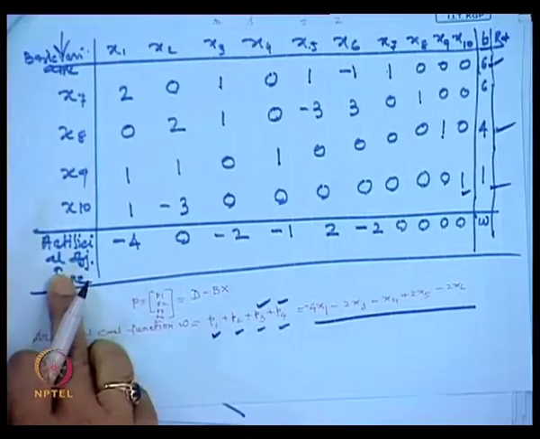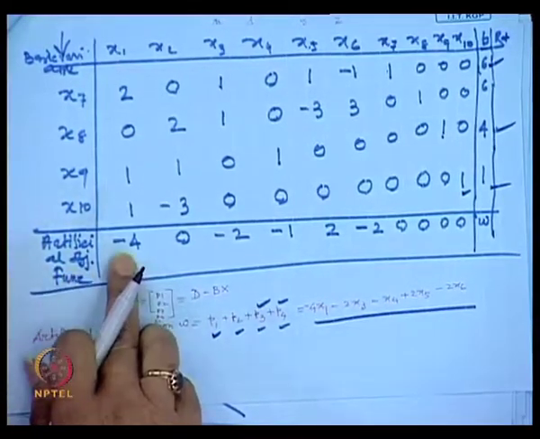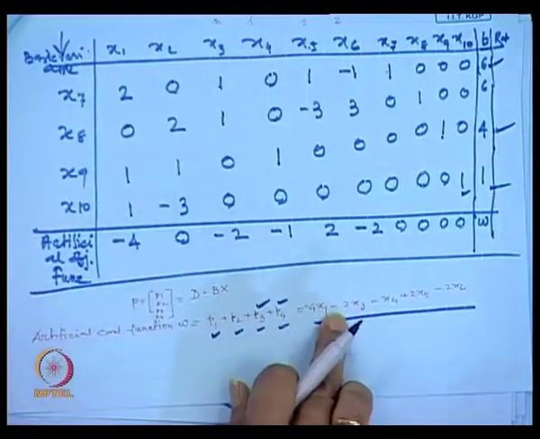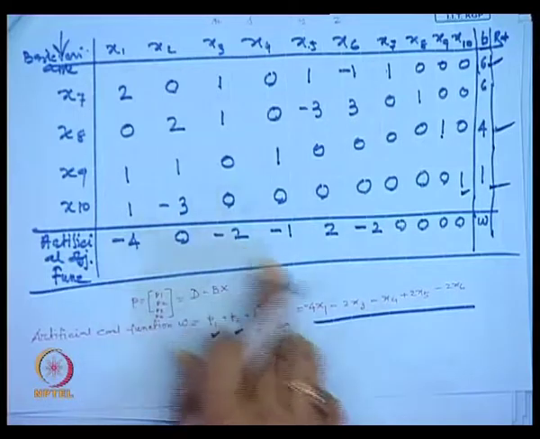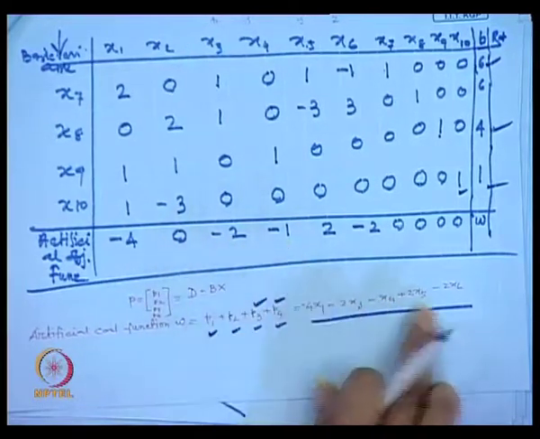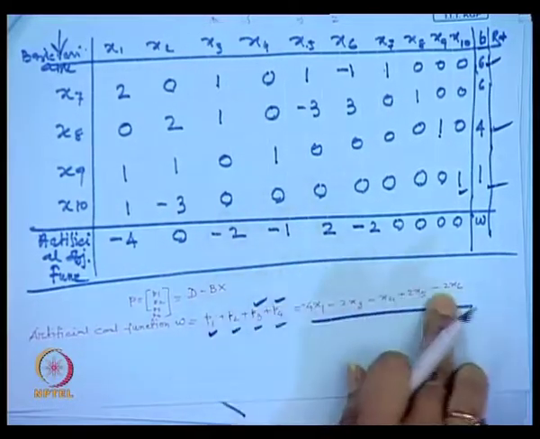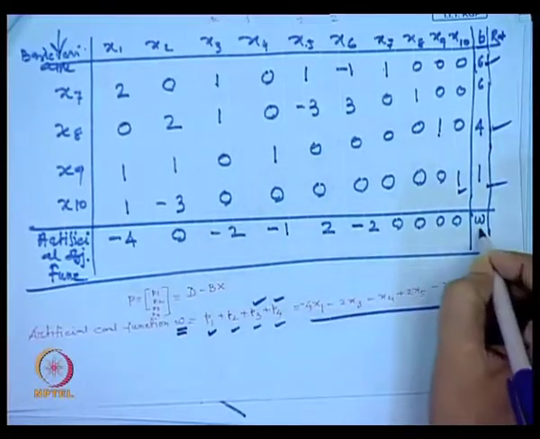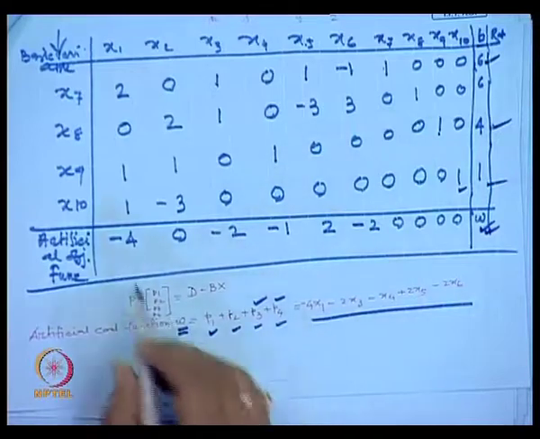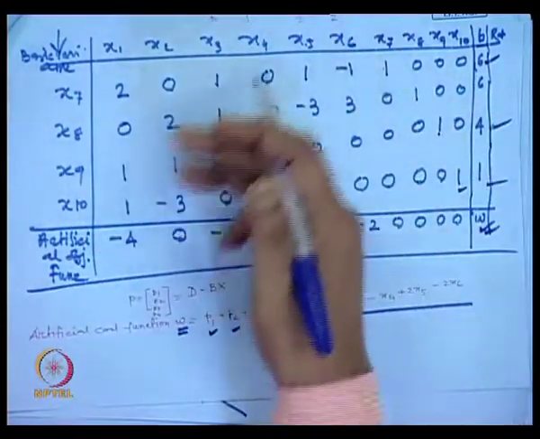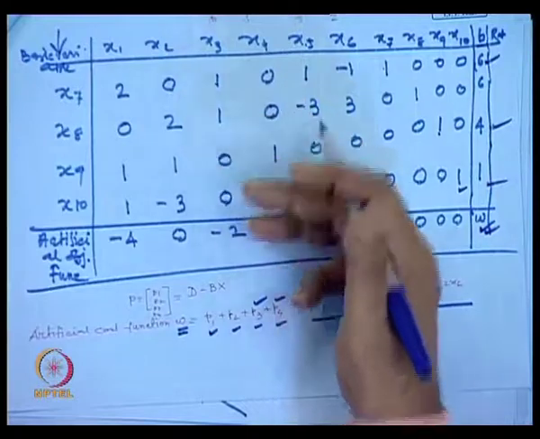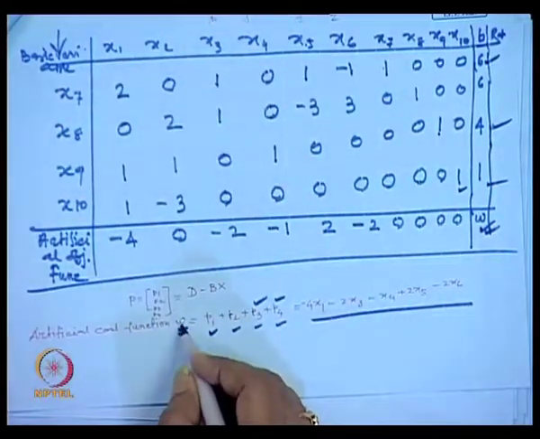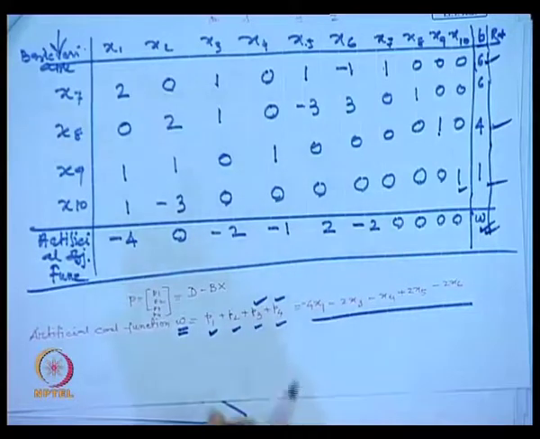So, the artificial objective function I can now write: minus 4x1, then 0, there is no x2, x3 coefficient minus 2, x4 coefficient minus 1, x5 coefficient 2, x6 coefficient minus 2, equal to w, which we have denoted. So, now we have to follow our standard simplex technique to minimize this artificial objective function w equal to 0.